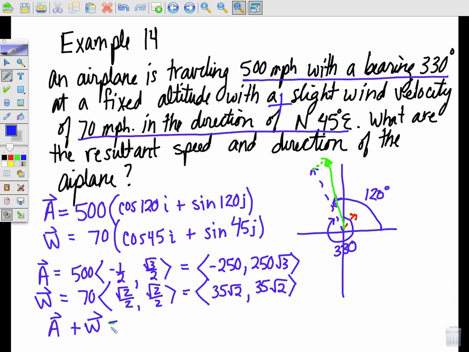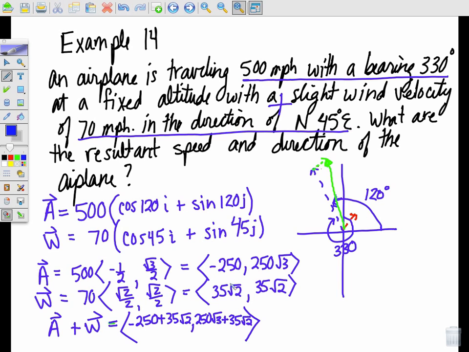All right, let's go ahead and add these vectors together. So our final result here, just for the actual vector itself, we still have to find the speed and direction of the airplane. So the vector is going to be, you have to add these two vectors together. So it's negative 250 plus 35 roots of 2, comma, 250 roots of 3 plus 35 roots of 2.